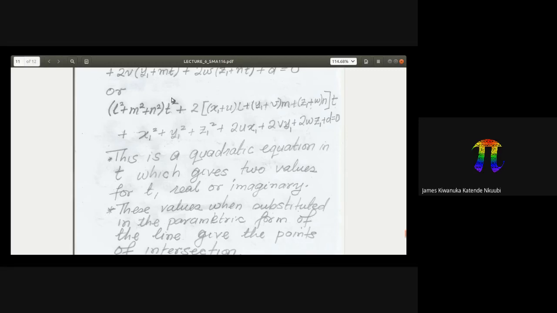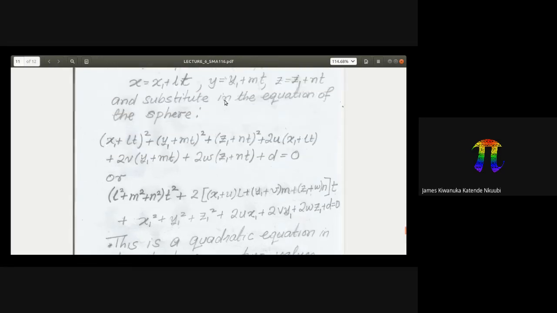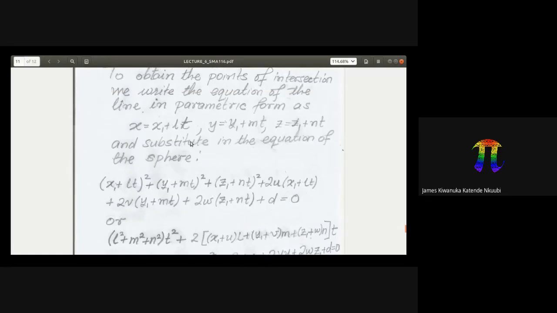If you solve this for values of t, the values of t that you find will give you the points of intersection. You can plug them back into this parametric equation of the line, and you'll be able to find the 2 points or the 1 point of intersection. Are we together?